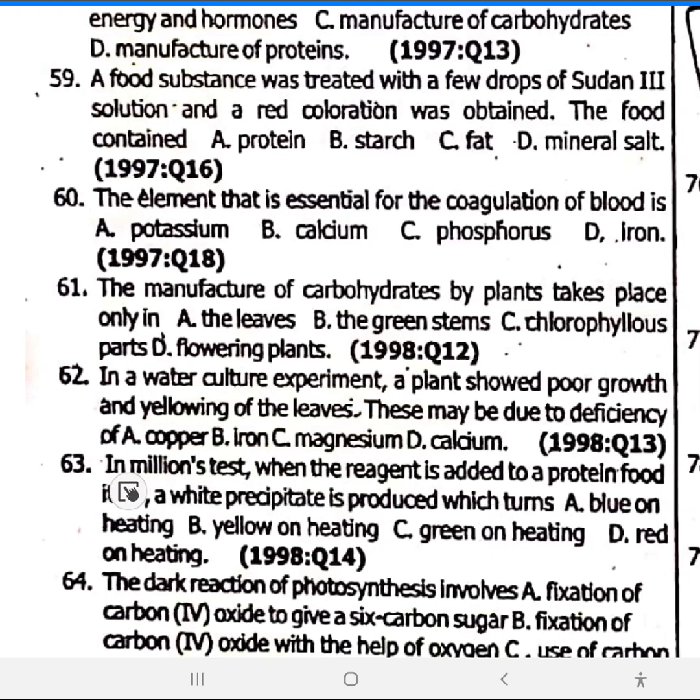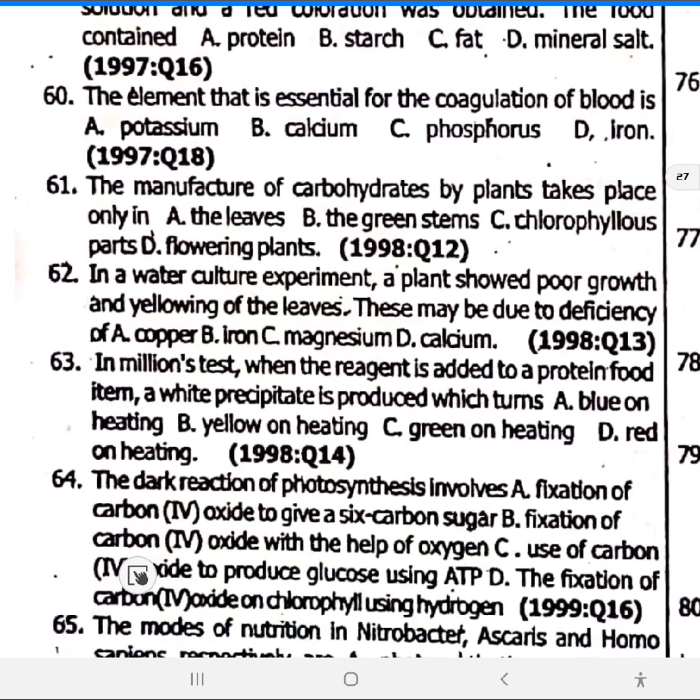Protein. Millon's and Biuret for protein. Fehling's and Benedict's for sugar. So let's go. When the reagent is added to a protein food item, a white precipitate is produced, which turns red on heating. I gave this note already. Option D. 63 is option D.